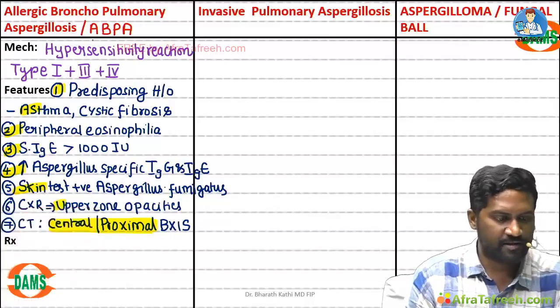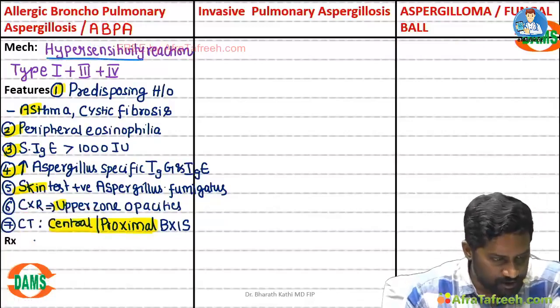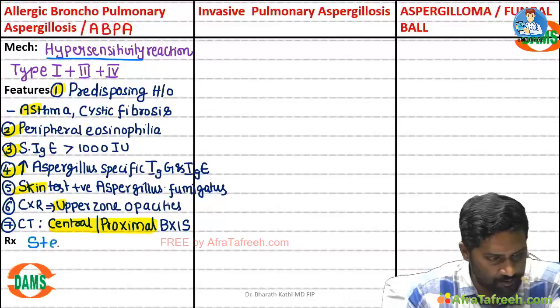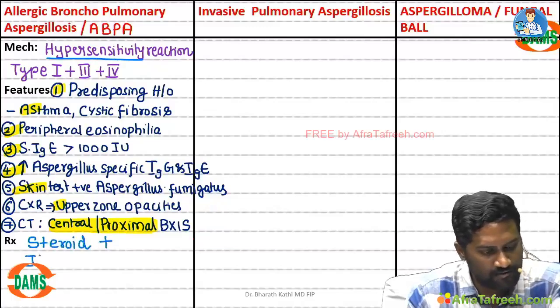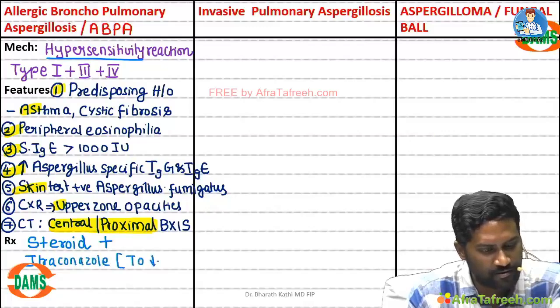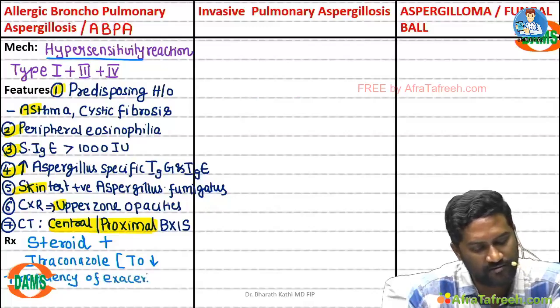Because this everything is a hypersensitivity, hyperimmune reaction. To bring down that hyperimmune reaction, most important will be steroid. Along with steroid, you can also add an antifungal called itraconazole. Why are we adding the antifungal itraconazole? To decrease the frequency of exacerbations.